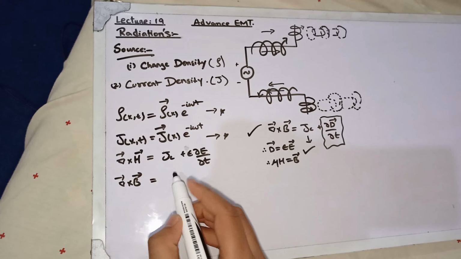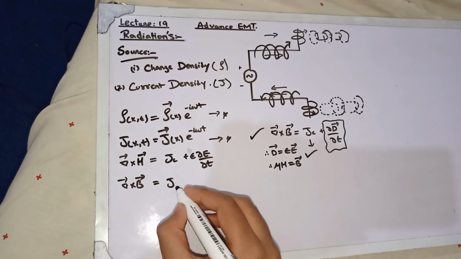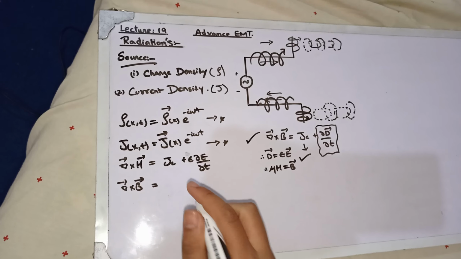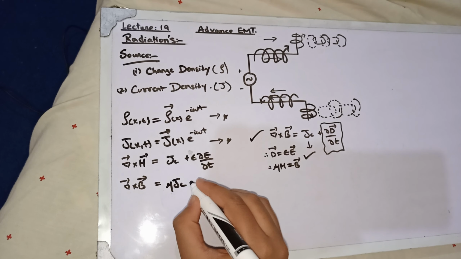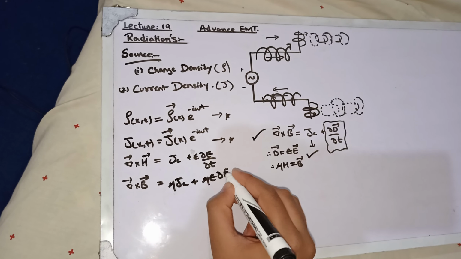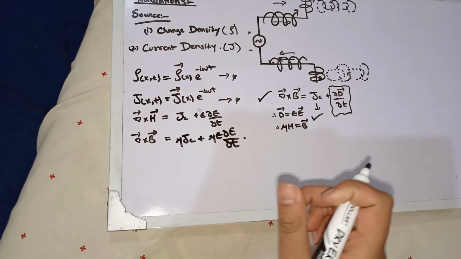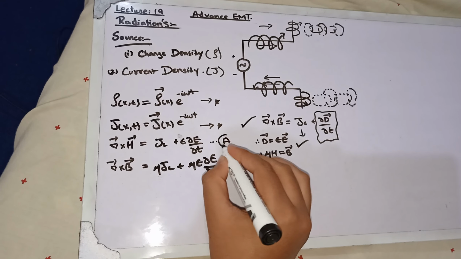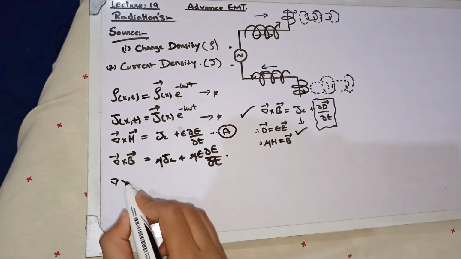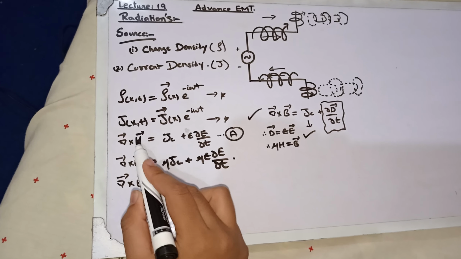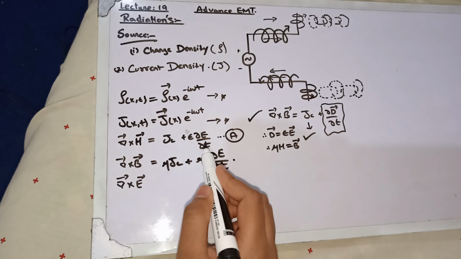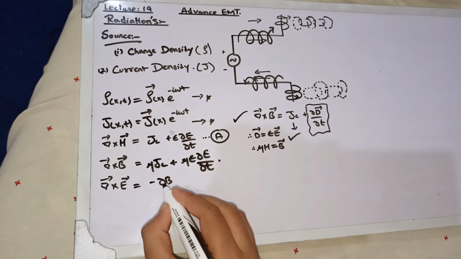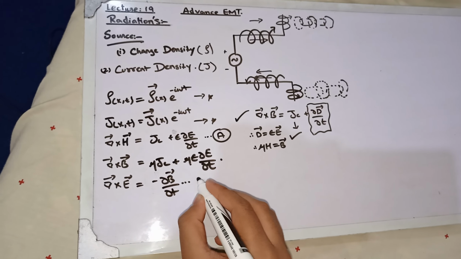So your del cross B becomes equal to mu J_C plus mu epsilon partial E by partial T. Okay, let's call this equation A. And another equation is the curl of the magnetic field, del cross H, which is equal to conduction current plus displacement current, and del cross E basically equals the change in magnetic field, which is minus partial B by partial T. This is your equation B.